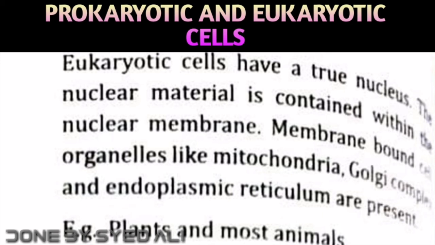Next, eukaryotic cells have a true nucleus. The nuclear material is contained within the nuclear membrane. Membrane-bound cell organelles like mitochondria, Golgi complex, and endoplasmic reticulum are present. Example: plants and most animals.